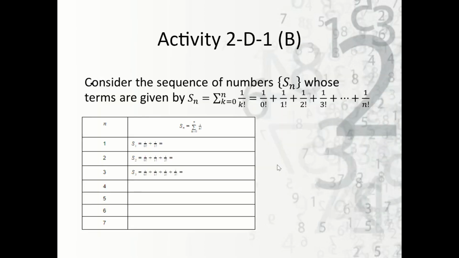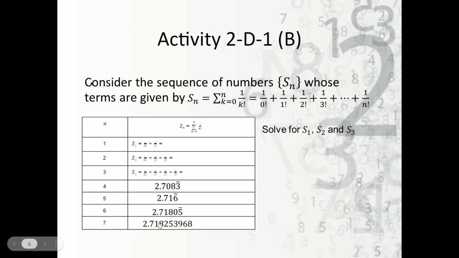So now we are considering the sequence of numbers s sub n, which means we're calculating a sum, whose terms are given by s sub n is equal to the sum, as k goes from 0 to n, of 1 over k factorial, where that's equal to 1 over 0 factorial plus 1 over 1 factorial plus 1 over 2 factorial. So what you're going to do is you're going to enter this one into your spreadsheet as well and solve, and as we do that, you should notice that the pattern starts to look like this.